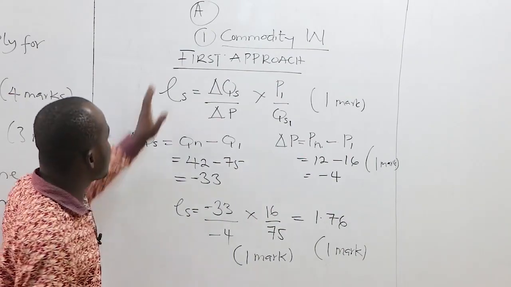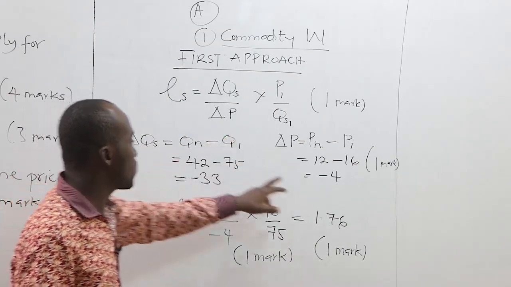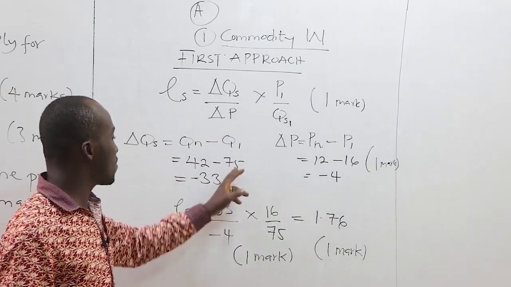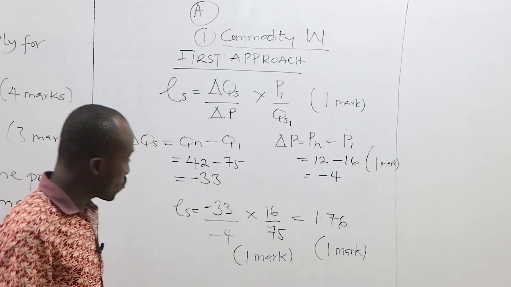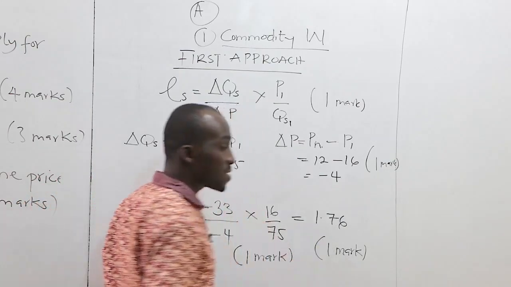You go and put the figures in the equation. The change in quantity is what? Negative 33. The change in price is negative 4. What's the initial price? 16. What's the initial quantity? 75. So when you use your calculator, this one will give you 1 mark. When you use your calculator to point, you're going to get 1.76.